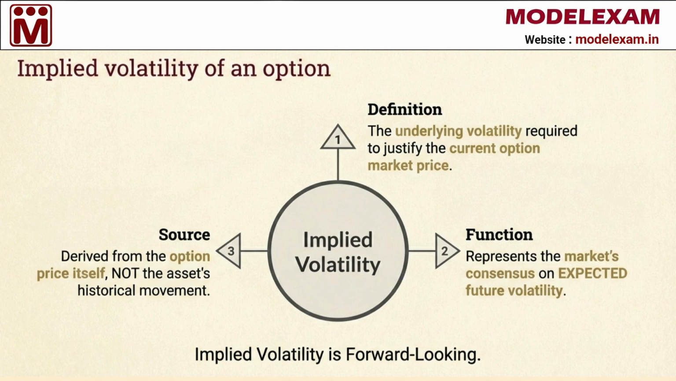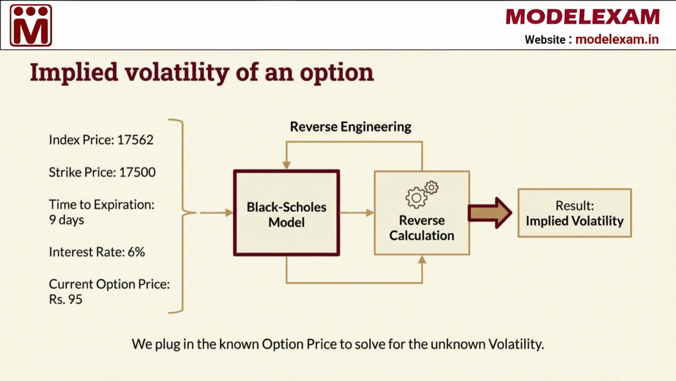Instead of looking at past price movements, we derive this number from the option price itself, and it represents the market's collective consensus on what the future volatility will be. To find this number, option traders use a method called reverse engineering with the Black Scholes model.